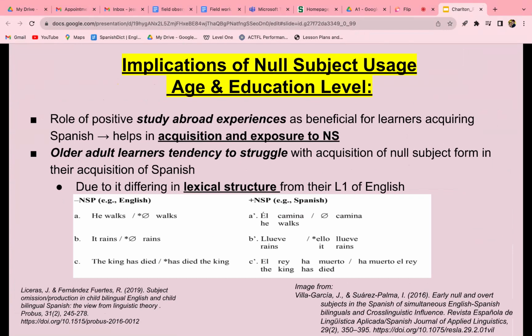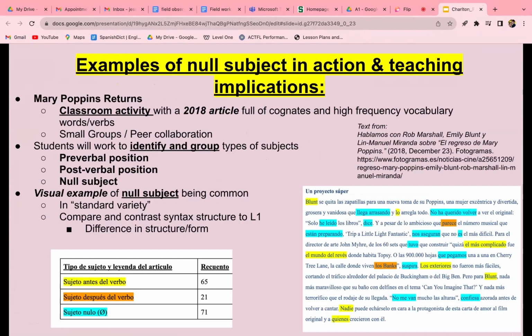And as you become older and older, it's so much more different. You have less frequency of interaction with it. You kind of are more stuck in your ways, according to what the research was saying. And just the vast difference in lexical structure from L1, or their native language of English, is harder to acquire over time. And they've just had less time interacting with it.